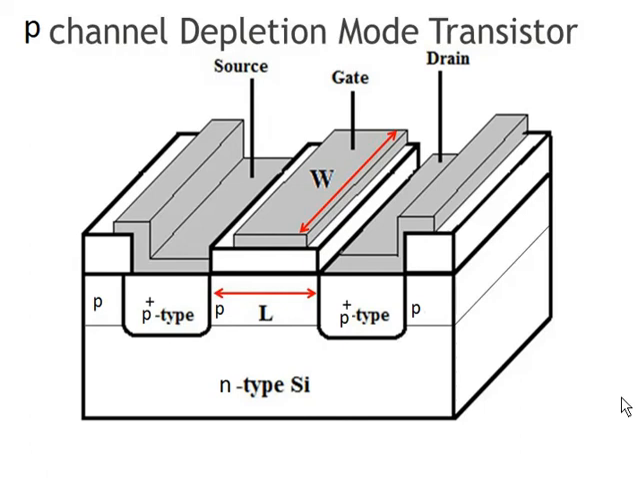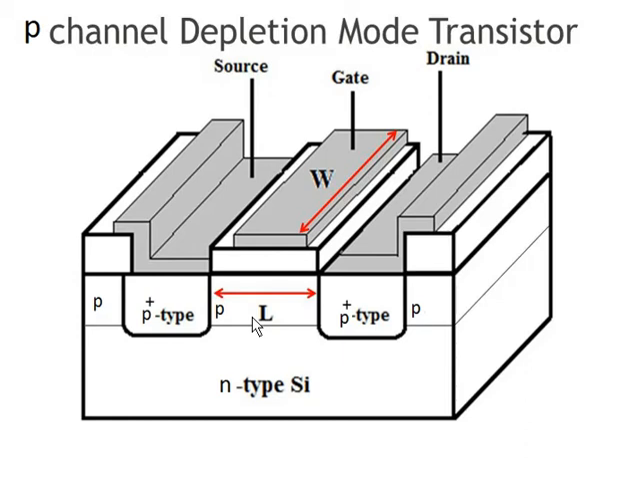Next we can see the p-channel depletion mode transistor. The n-channel we already discussed. For a depletion mode transistor there should be a built-in channel, so it is always called a normally on transistor, because when VGS equals 0 there is still a current. That's why it is called a normally on transistor. That means there should be a built-in channel.